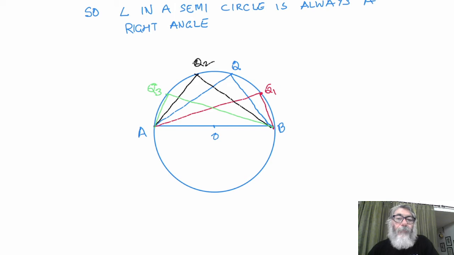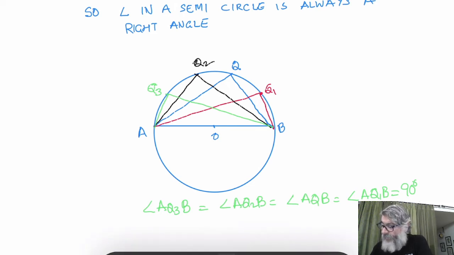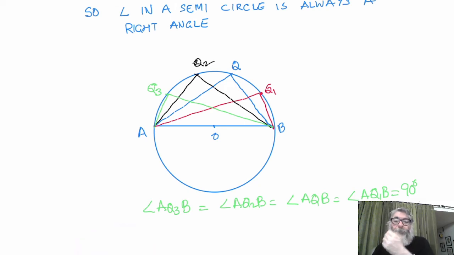Now there are four angles formed. There can be many more angles formed. I have angle AQ3B, angle AQ2B, angle AQB, and angle AQ1B. All these angles are 90 degrees. Angle in a semicircle is a right angle.